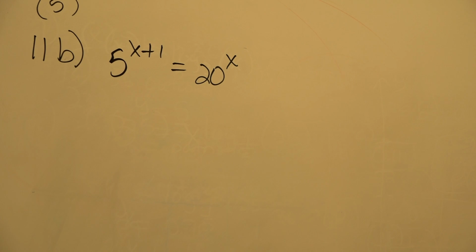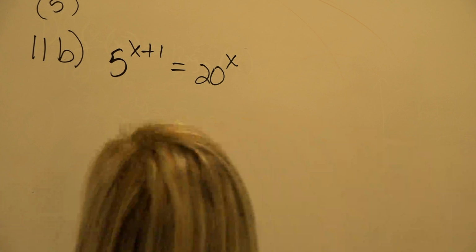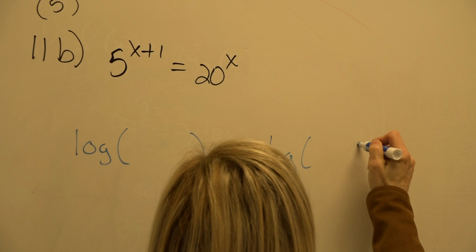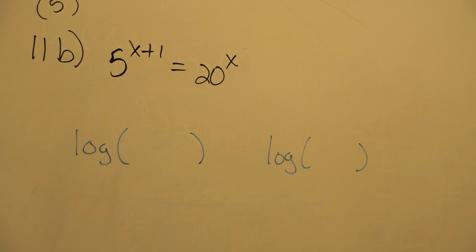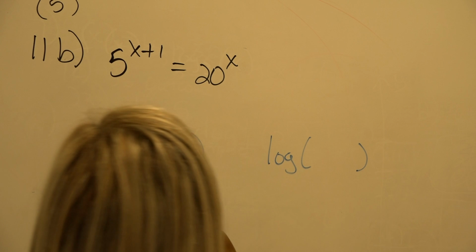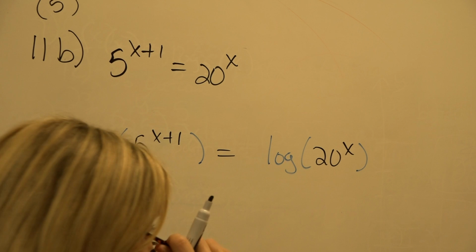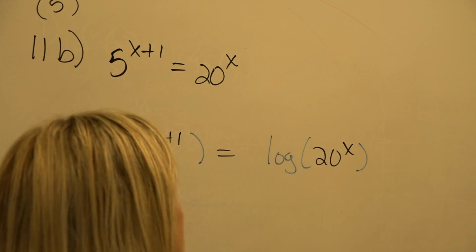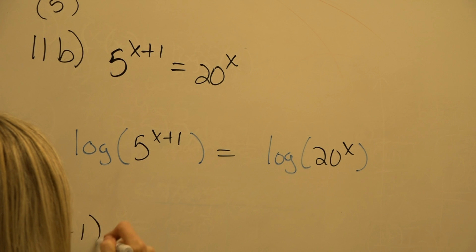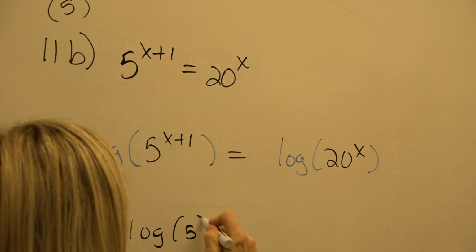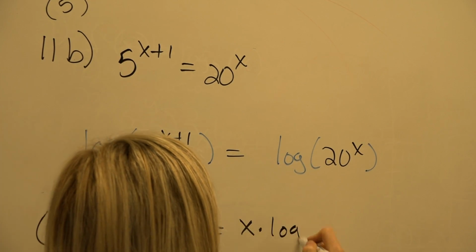So we're going to do the same thing to both sides, which is either to take the log or the natural log, either one. I'll do the log, generally students prefer that, but you could also do ln. So the log of the left side equals the log of the right side. Again, you're allowed to do this because you're doing the same thing to both sides. So we have the log of 5 to the x plus 1 equals the log of 20 to the x. Now we're going to use the power rule. We put the power up front, so x plus 1 times the log of 5 equals x times the log of 20.